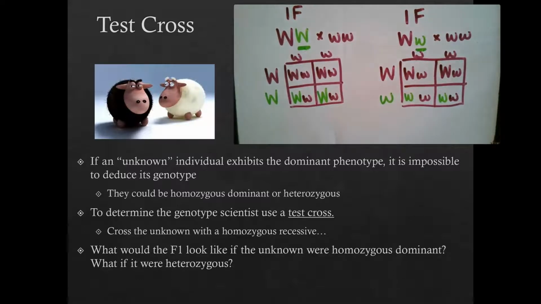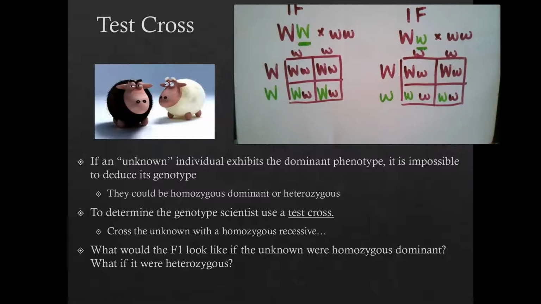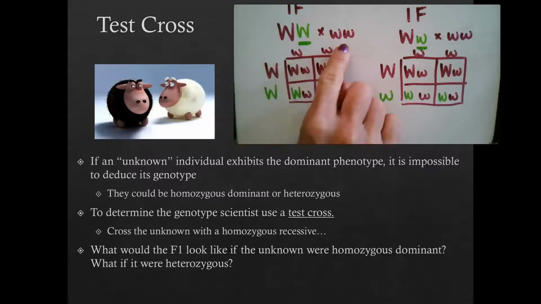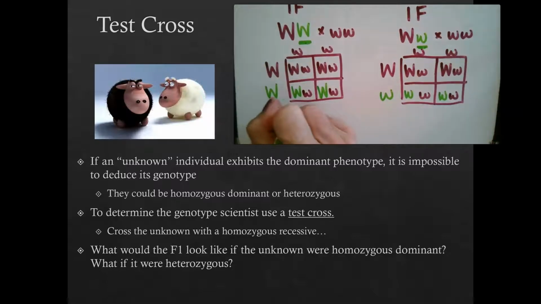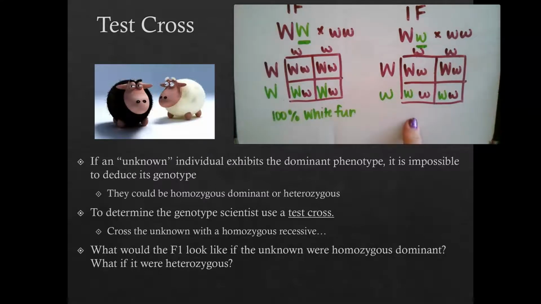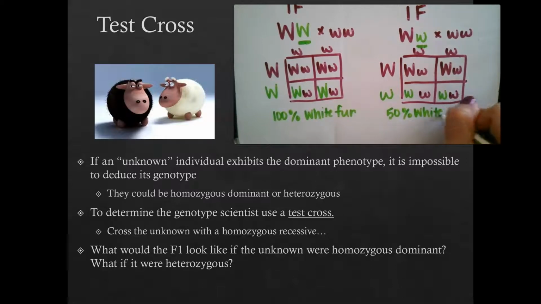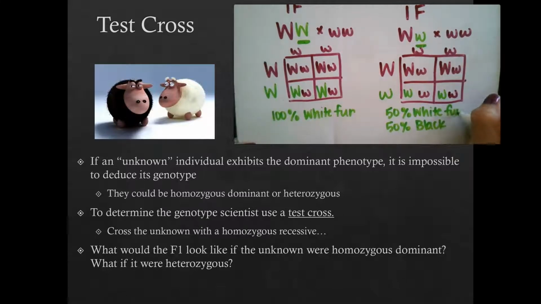heterozygotes or homozygous dominant. So if we look at this test cross, what we see is in this cross, from a white sheep with a black sheep, we're going to get 100% white fur. And in this cross, we're going to get 50% with white fur and 50% with black fur. So what we see is that by looking at the offspring of this cross, we can work backwards to determine the genotype of the parents.